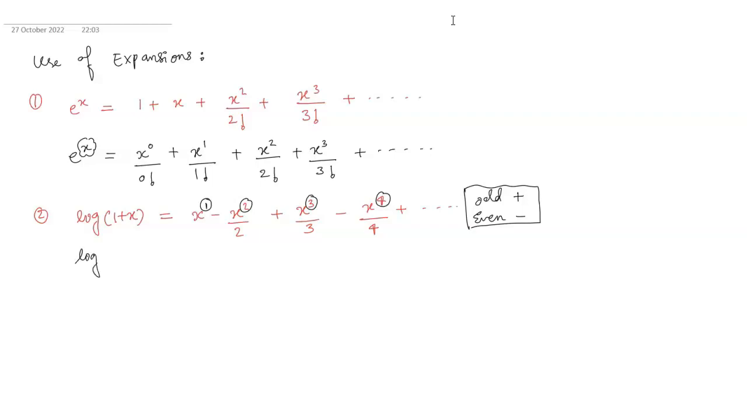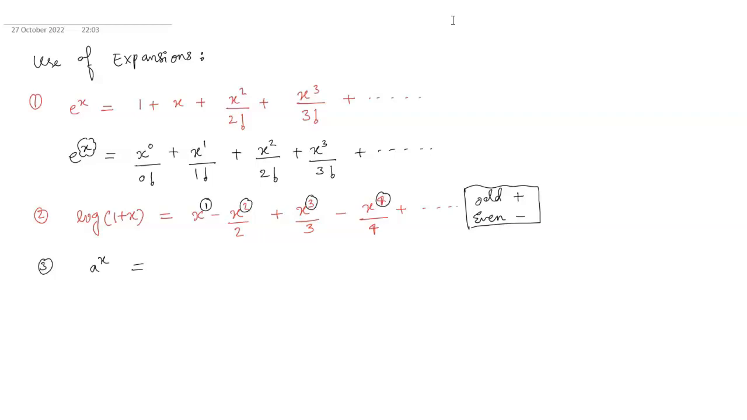Sometimes you may need log of 1 minus x also, but you don't need to separately remember this. All you need to do is write this expression and replace x by minus x instead of again remembering one more expansion. This is a better idea. Now the third expansion is, again you can write e to the power minus x also, but again I would suggest that you can just replace x by minus x. So similar expansions no need to remember.